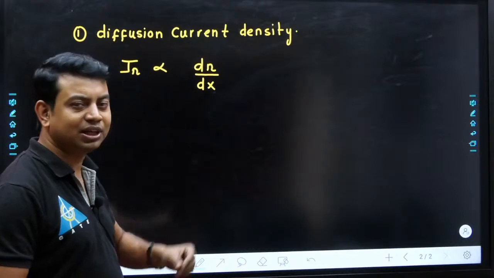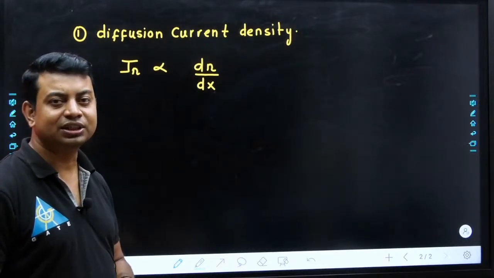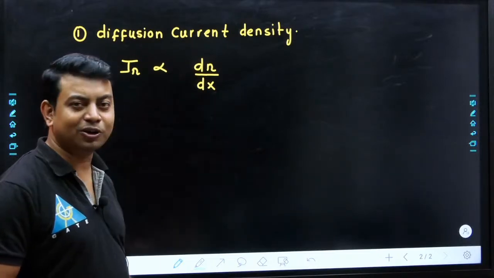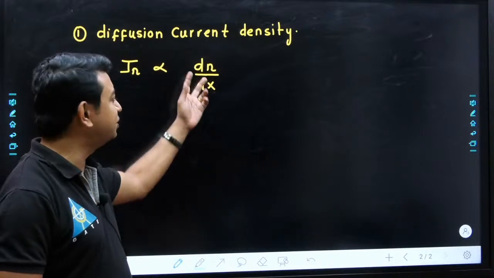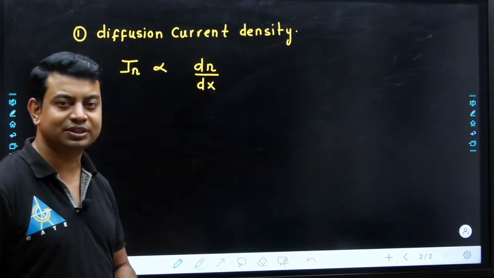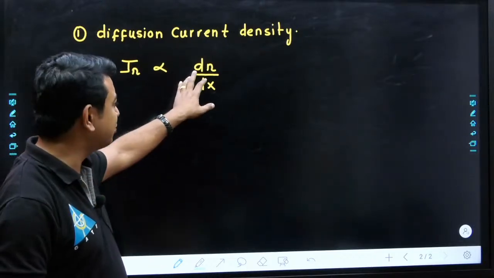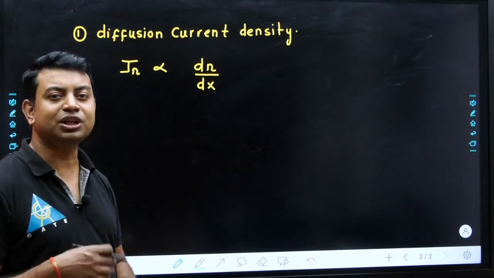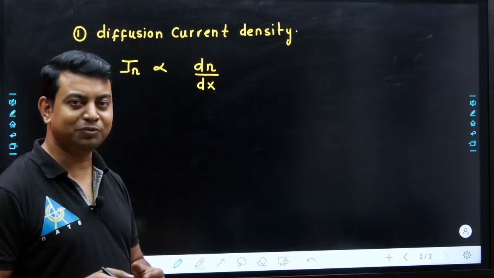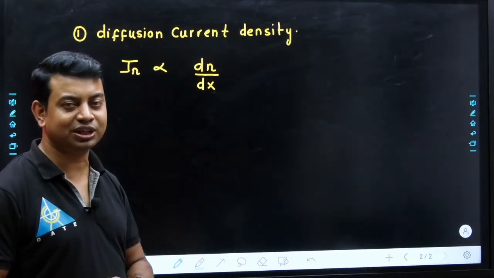So, here we have dn by dx. What does this n represent? n represents the concentration of electrons, and dn, or del n, represents the small change in the concentration with respect to a small change in distance. We have to know this one. Whenever this small change in concentration with respect to a small change in distance exists inside a semiconductor, then there exists another thing, which is known as the diffusion current density.